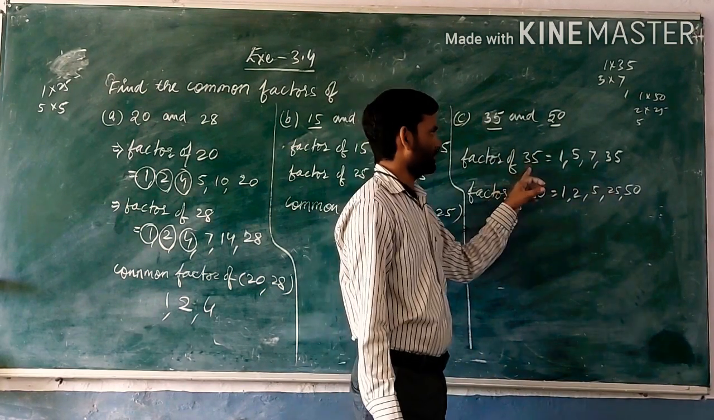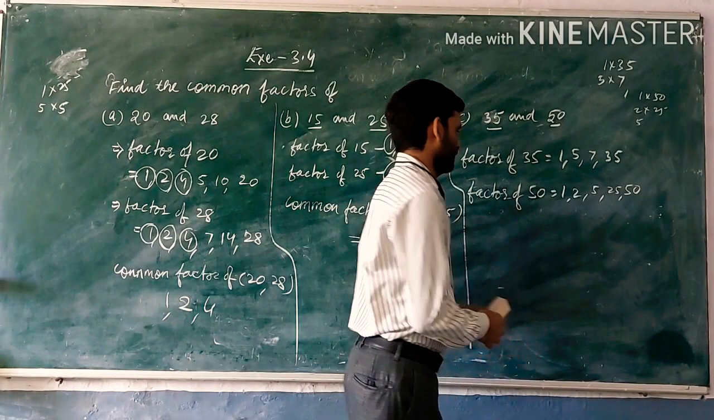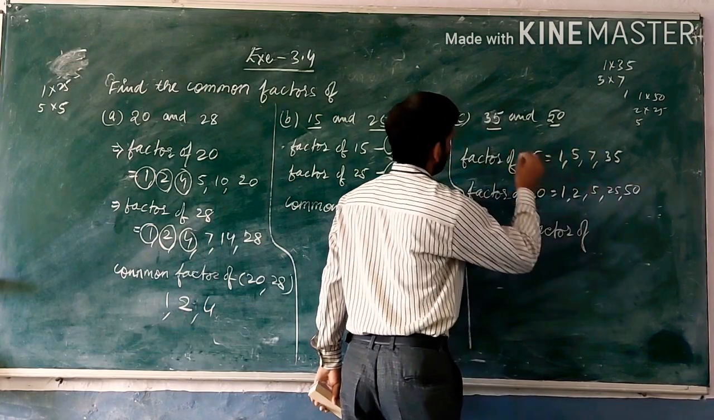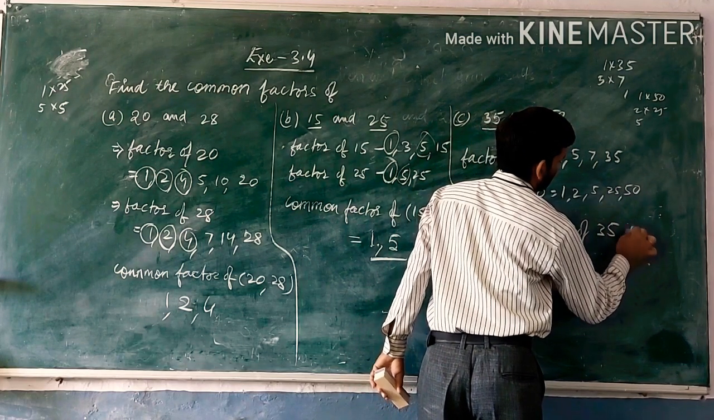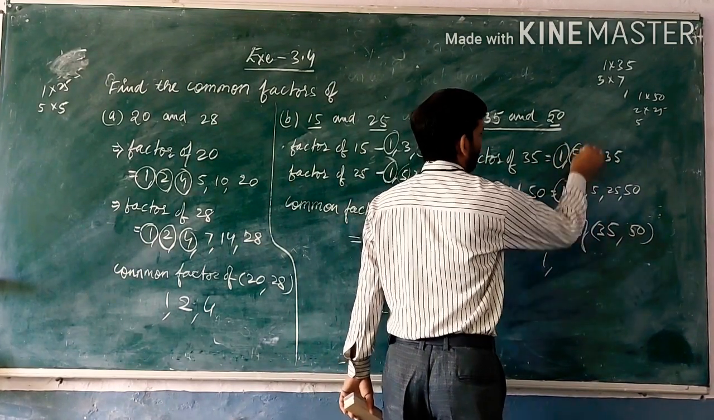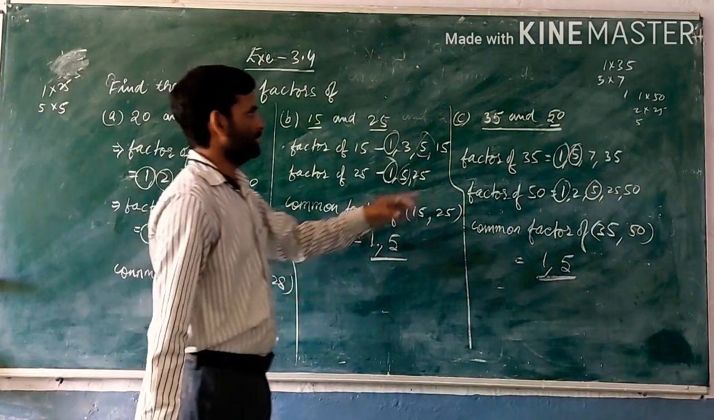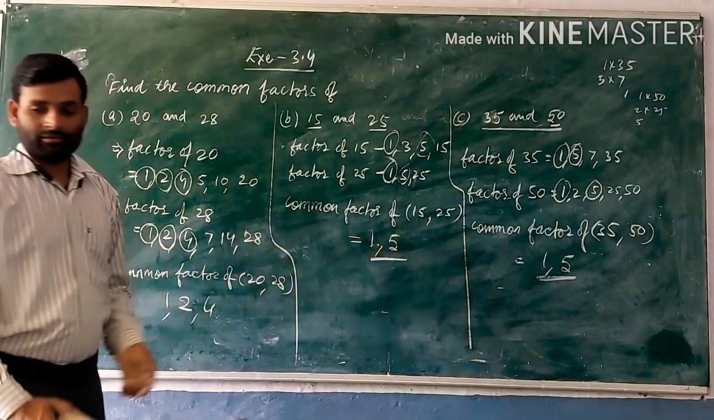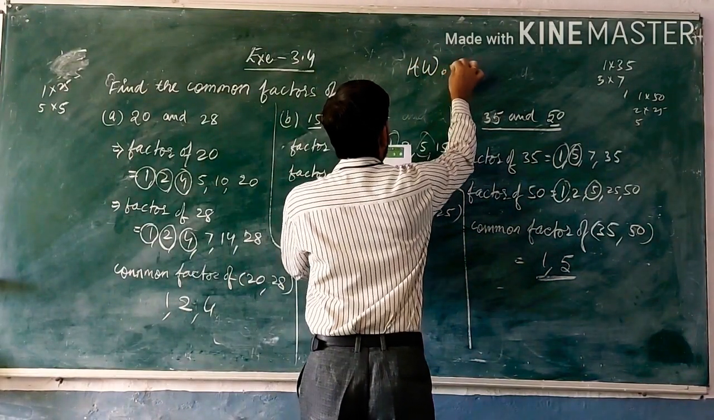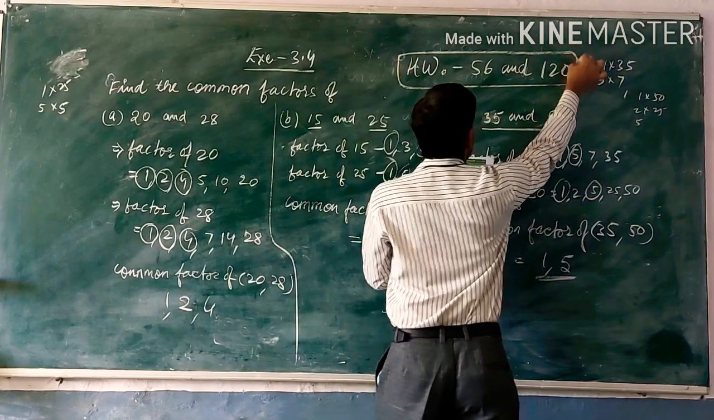The factors of 35 are 1, 5, 7, 35, and the factors of 50 are 1, 2, 5, 25, and 50. Then write the common factor. Common factor of 35 and 50 is 1 and 5. Okay, the two numbers 1 and 5 are the common factors of 35 and 50. Okay, next question is homework: 56 and 120. The fourth question is your homework.